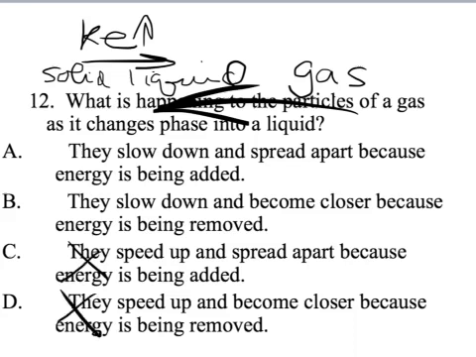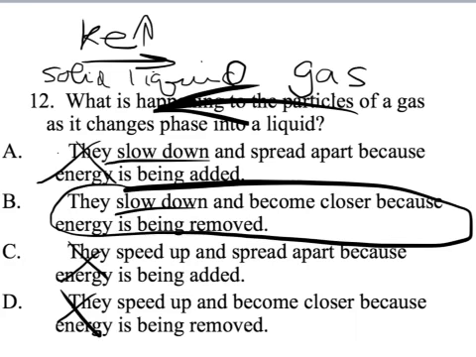Okay? A, let's read A, because it's correct in saying that they slow down, because that's what we said. The particles slow down and spread apart because energy is being added. Do you think if kinetic energy is decreasing, that energy is being added, or is energy being removed? It's being removed, guys. So A is wrong because it's saying that they're doing that because energy is being added. And the correct answer is they slow down and become closer together because energy is being removed.